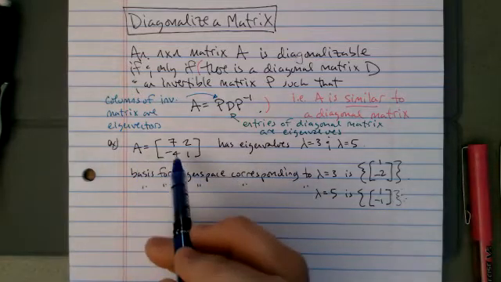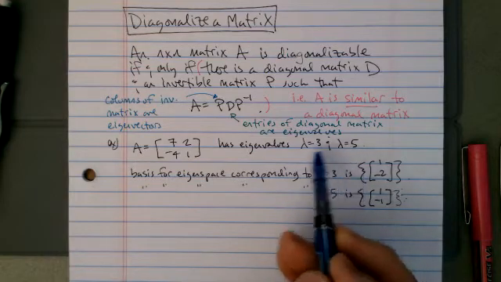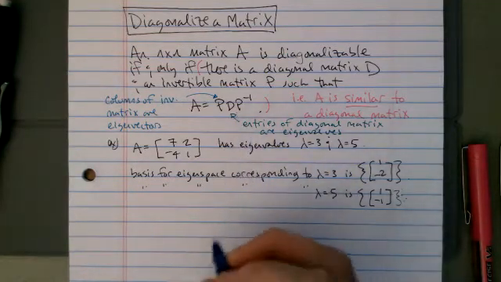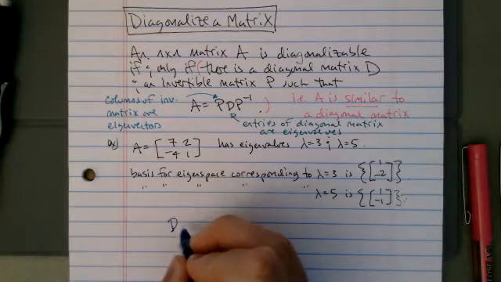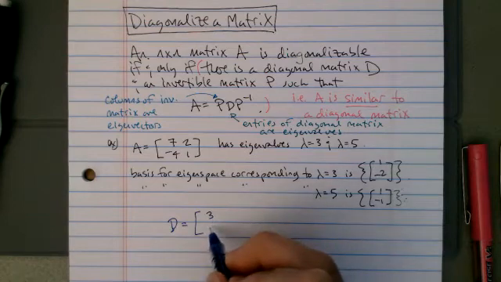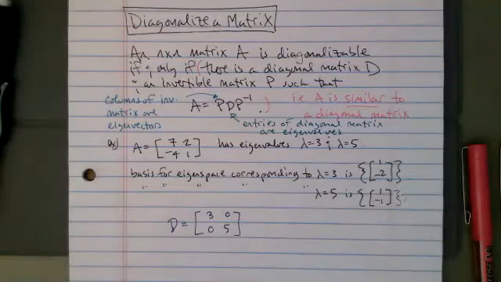Since the matrix A, 7, -4, 2, 1, has eigenvalues 3 and 5, the 3 and 5 will be the entries in the diagonal matrix. So D, our diagonal matrix, I'm going to put them down in the order 3, 0, and then 0, 5. Although we don't have to put them in this order.